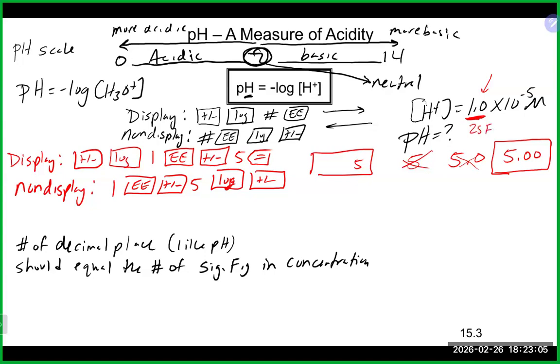Now what we're looking at here is not significant figures to significant figures. We're looking at 2 significant figures to decimal places. So the 2 significant figures gives us that many decimal places. By the way, we're going to talk about going the other way from the pH back to the concentration, and you follow the same rules. So if your pH value had 2 decimal places, when you calculate the concentration, you should end up with two significant figures. But again, people always get this confused. They think it's always sig figs to sig figs, but it's sig figs to decimal places in this case.